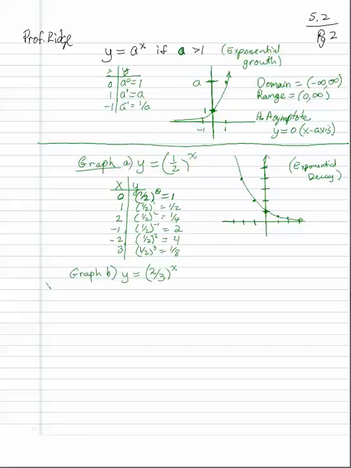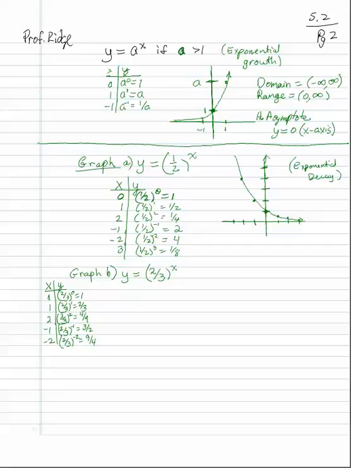Okay, so we'll make our xy chart. 0, 1, 2, negative 1, negative 2. 2/3 to the 0 is 1. 2/3 to the first is 2/3. 2/3 squared, you square the top, square the bottom, so it'll be 4/9. 2/3 to the negative 1, so again it's the reciprocal, so that's 3/2. 2/3 to the negative 2, so you take the reciprocal and then square it, so it'll be 9/4.